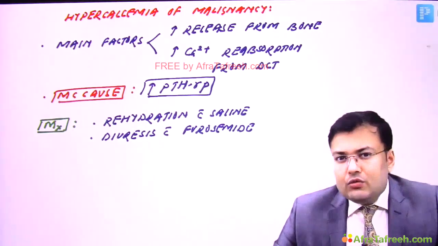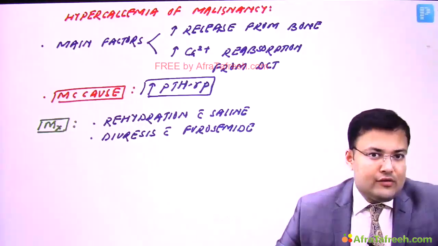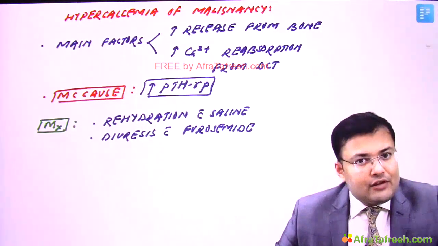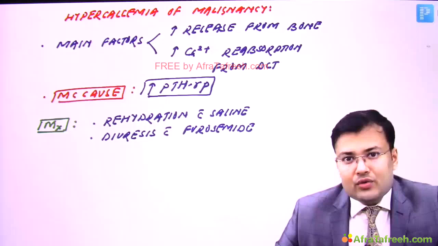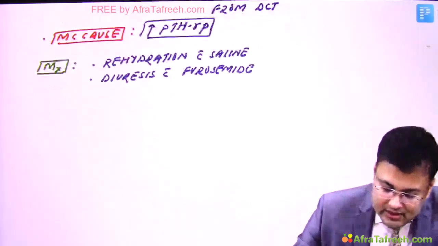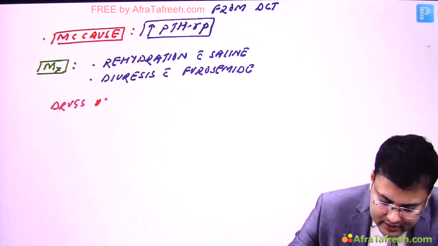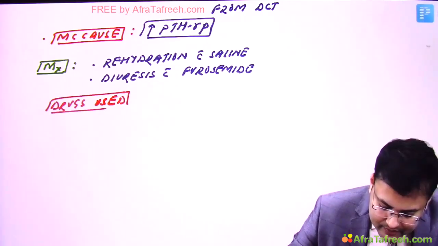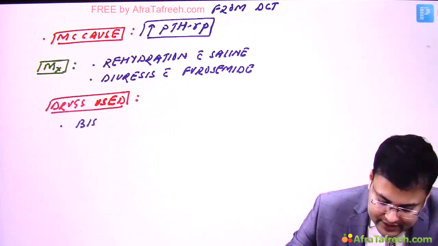Second, we use the drugs which can lower the calcium level. And what is the drug of choice? You must be knowing. We use bisphosphonates. And in bisphosphonates, what is the drug of choice? It is zoledronic acid. Okay. So the drugs used to lower calcium level are the bisphosphonates.